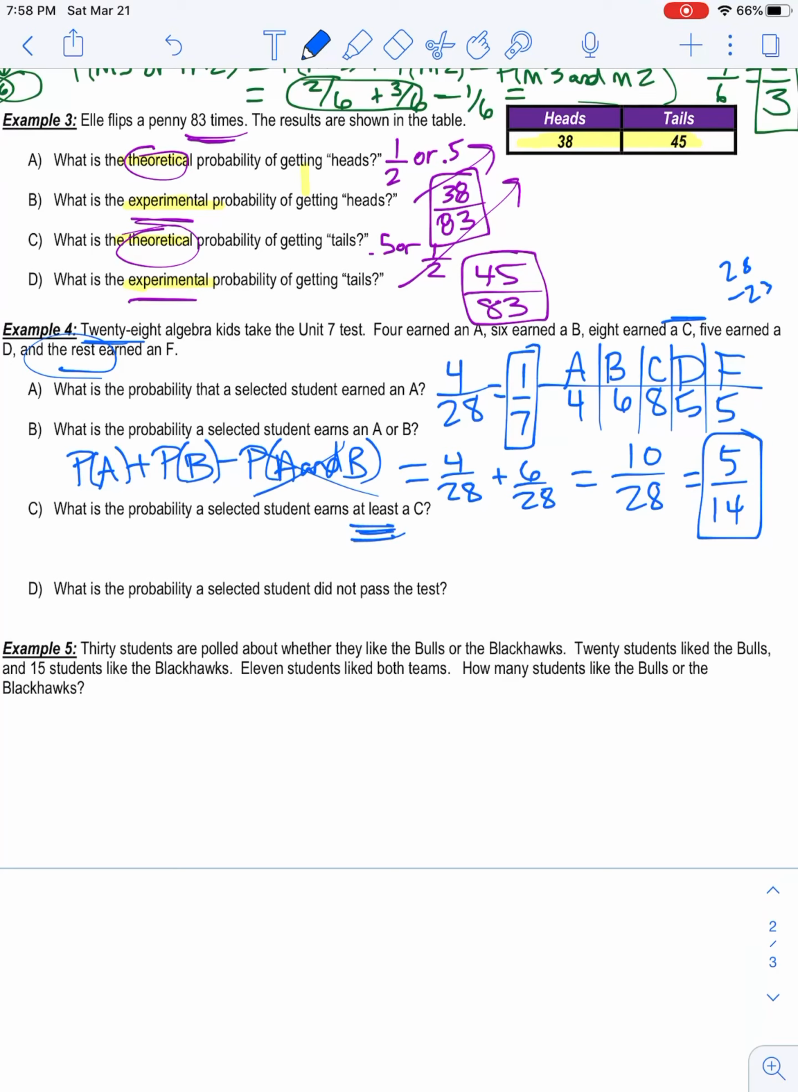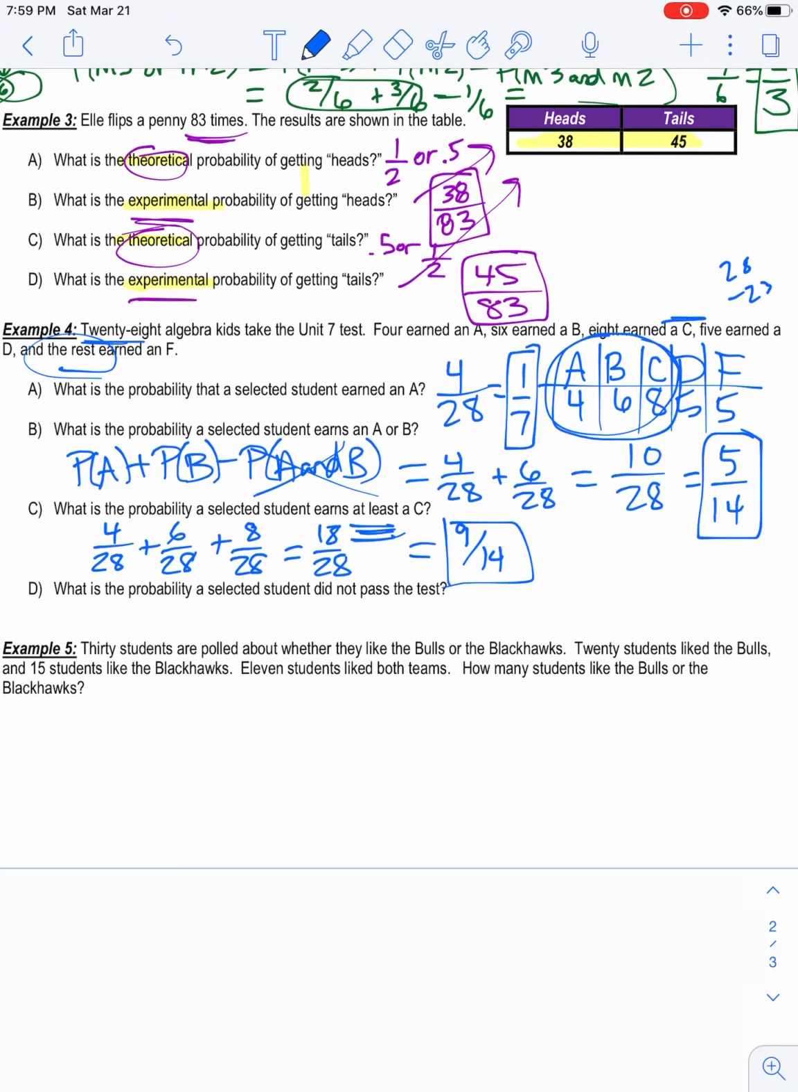Part C, what is the probability the student earns at least a C? What does at least mean? It means a C or higher, which in this case would be or better, meaning an A, B, or a C. So if I add A and B, which I already did up above, and then add C to that as well, we have now a 4 over 28 plus a 6 over 28 plus the probability of a C is an 8 over 28, and that total is 18 over 28. And 18 over 28, once again, these numbers are both even. If I divide the top and the bottom both by 2, I get 9/14.